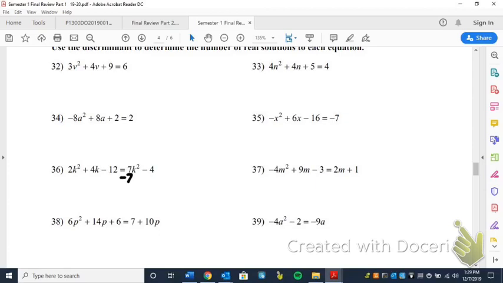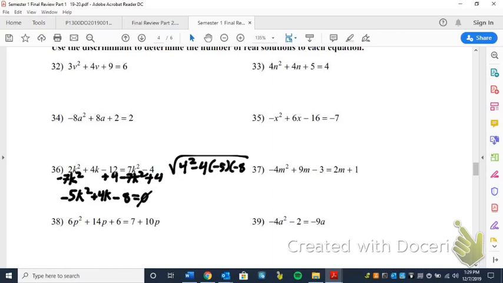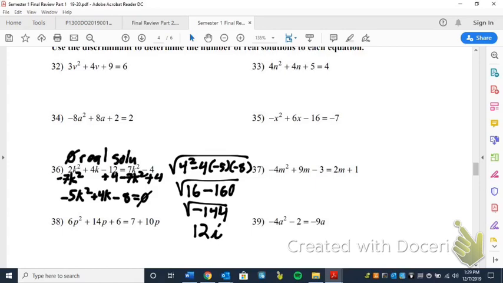36, put it in standard form. I get 5k squared plus 4k minus 8. Create my discriminant, 4 squared minus 4 times negative 5 times negative 8. Gives me an imaginary answer, so I have 0 real solutions. And so on and so forth.